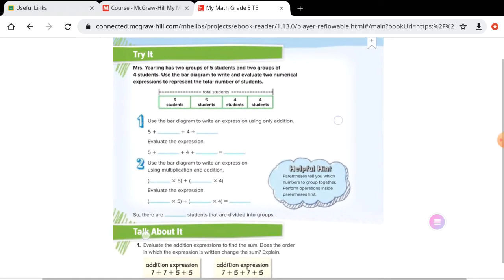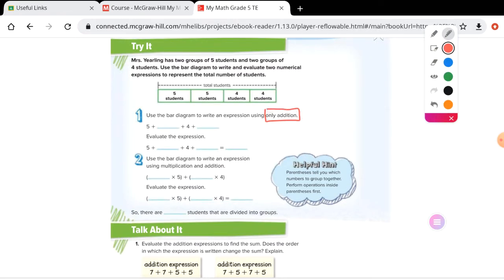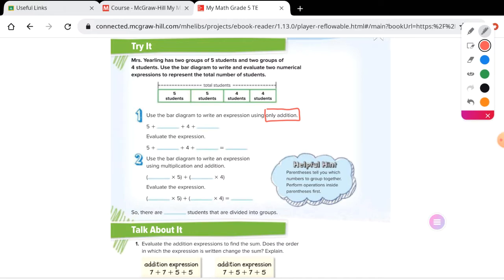This one says Mrs. Yearling has 2 groups of 5 students and 2 groups of 4 students. Use the bar diagram to write and evaluate 2 numerical expressions to represent the total number of students. The first one says use the bar diagram to write an expression using only addition. I want you to box in where it says only addition. And they help us get started, but remember, a bar diagram always shows addition. So to come up with your addition sentence, really you just add across. So this one would be 5 plus what? 5. 5 plus 5 plus 4 plus 4.